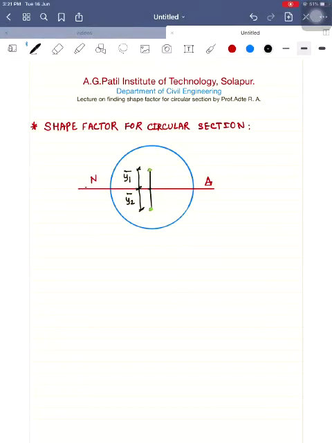Hello friends, in this lecture we learn about shape factor for various sections. Now we will see first shape factor for circular section.